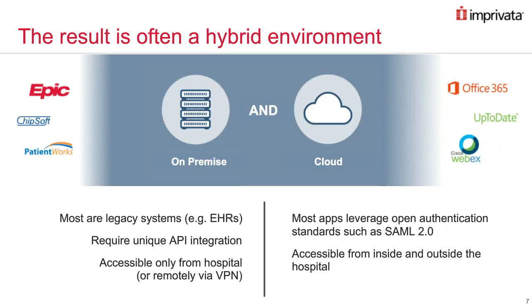Ultimately, the result is that even though there's an adoption of cloud applications, there's that hesitation about the cloud, so the result is usually a hybrid environment where organizations maintain both on-prem and cloud systems. These on-premises systems are typically legacy systems like EHRs. They require unique API integrations, and these tend to be accessible only from within the hospital or remotely via VPN. On the other hand, you have cloud applications that are easily accessible from inside and outside the hospital because they leverage open authentication standards. One of the most widely used ones is SAML 2.0.